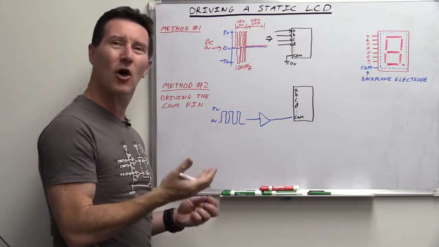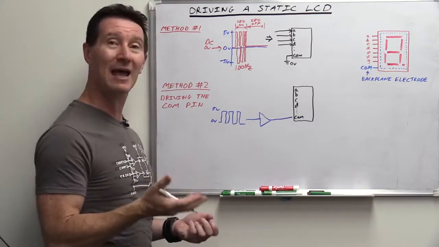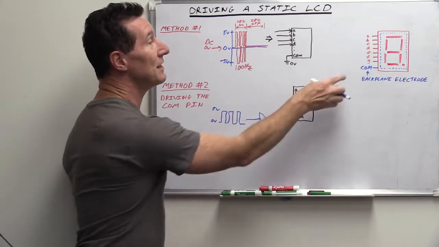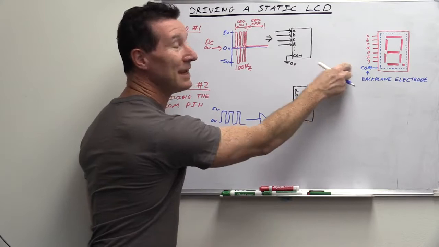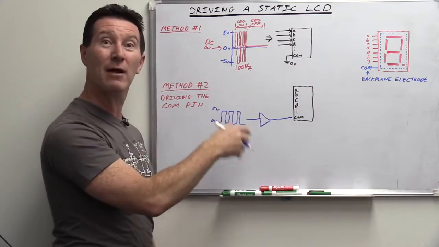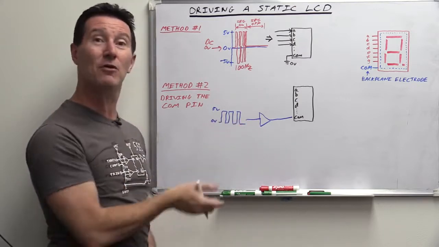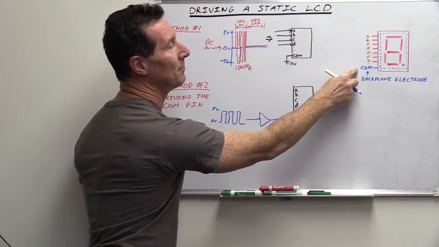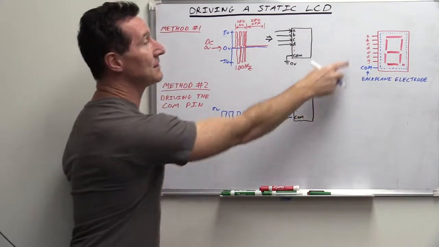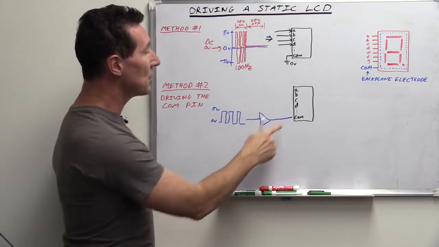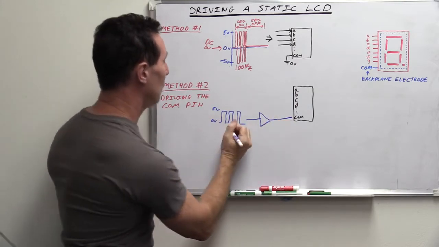Now you might get a little bit confused by the industry terminology of COM. Common, you might think common's always ground. Well, it doesn't have to be. The LCD is just its own independent floating thing. This LCD here doesn't care what this pin is hooked up to. It can be hooked up to your circuit common, your 5 volt rail, 1000 volt rail, negative 1000 volts. It doesn't matter. It's only the relative difference between the common pin and the segment pins up here that actually matters to the LCD.